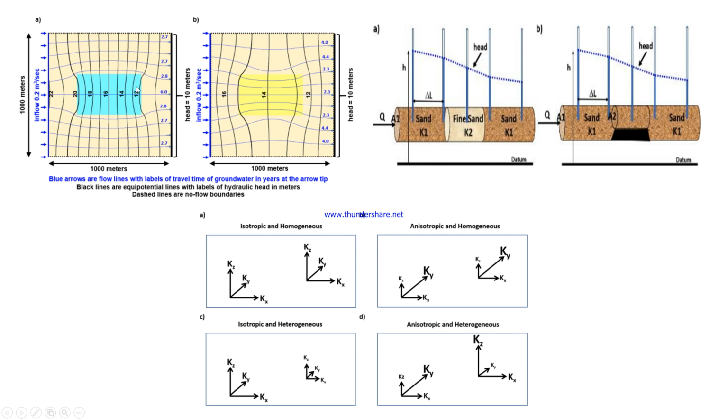Here there was some low permeability zone. See how the flow lines are behaving. The flow lines are converging here. When you come here, the flow lines are diverging. You can see the variation. When you come here, the sand and the fine sand. Here the permeability is very high. Here the permeability is very low compared to here.